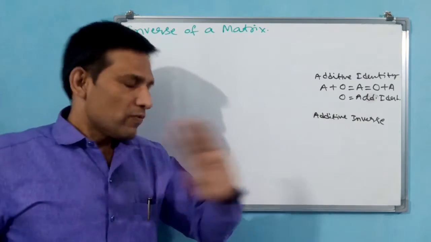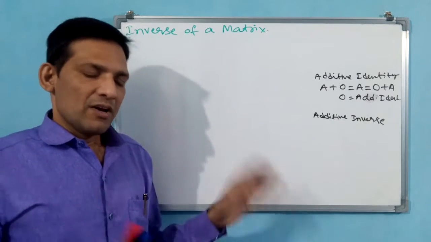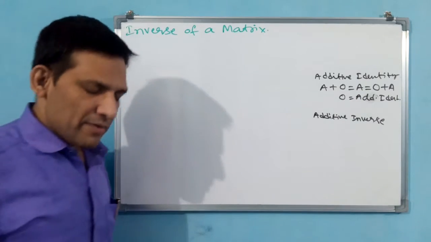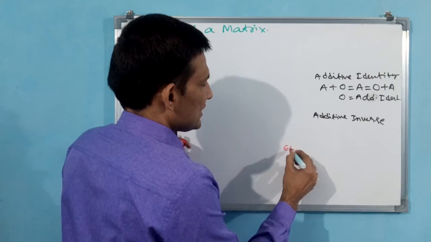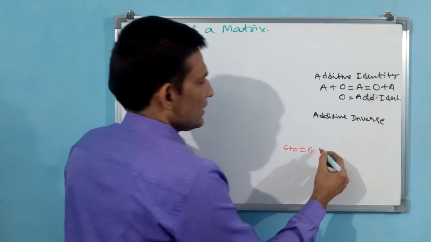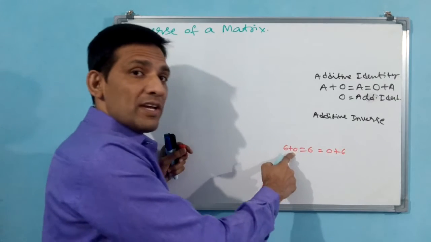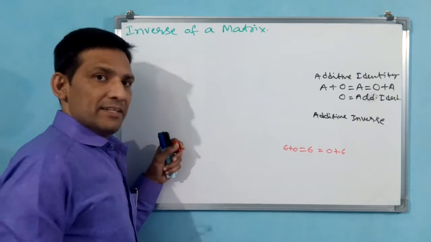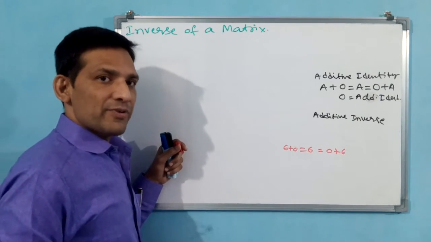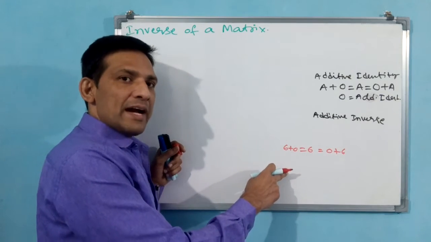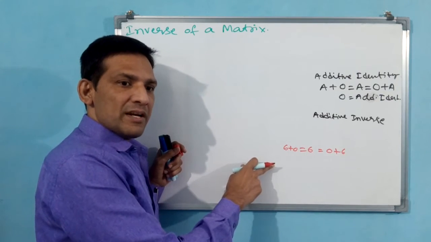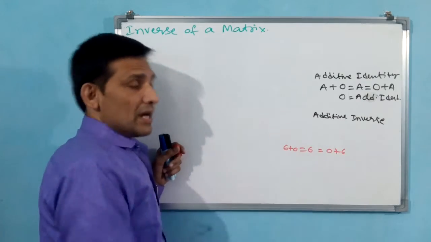Now forget about this matrix. In numerals you take 6 plus 0, 6 only. Or 0 plus 6 also 6 only. Here 0 is additive identity. That means even if you add that additive identity to any number, the same number is going to come. Like this matrix.